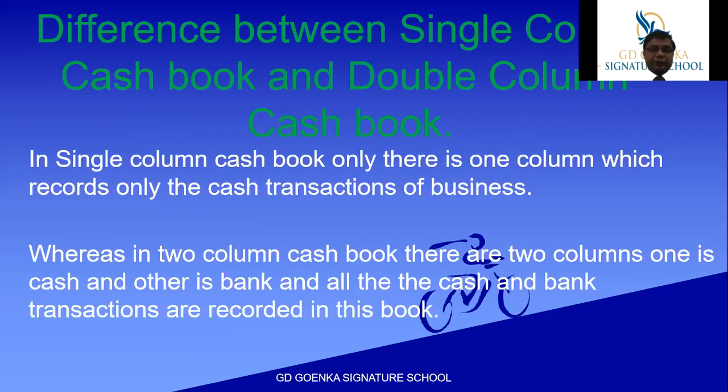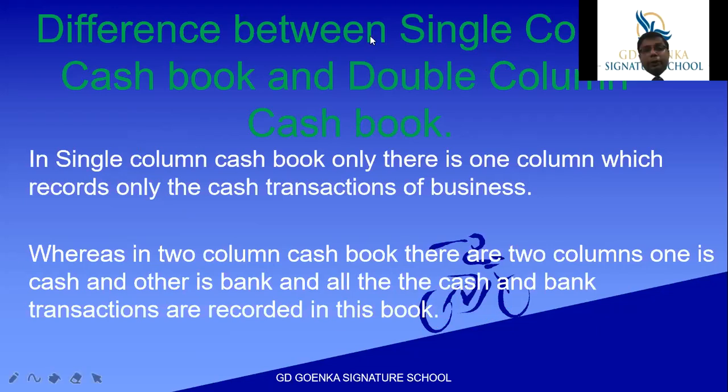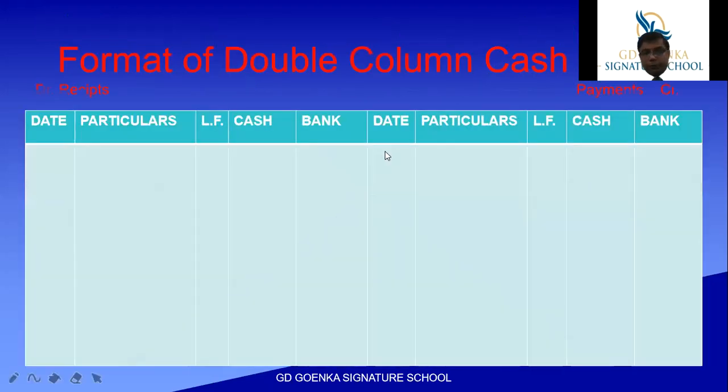And after the digitalization and improvement in technology all over the world, the importance of banks has increased a lot. So in order to have proper control over the banking transactions, we need to have proper bank transaction recording, which is done by the two column cash book.